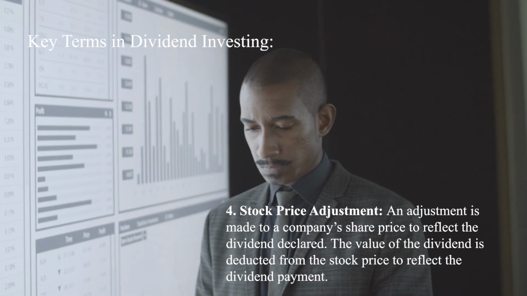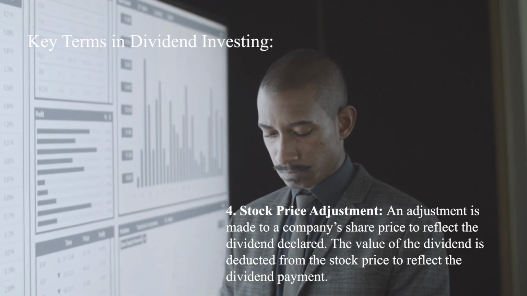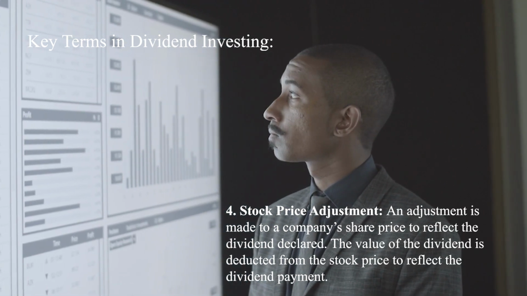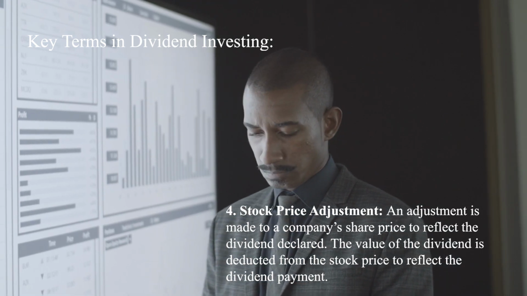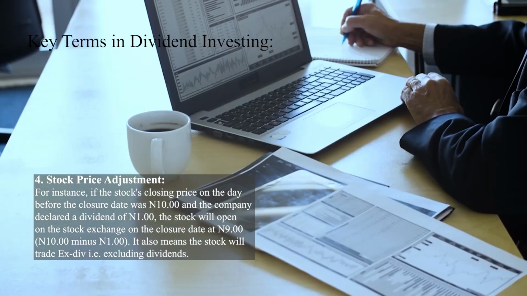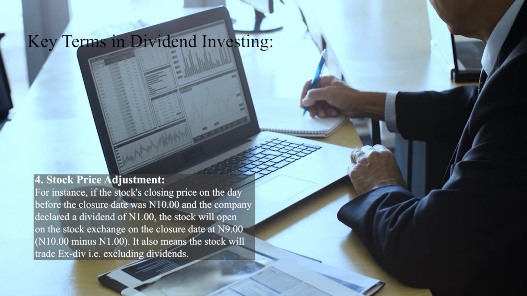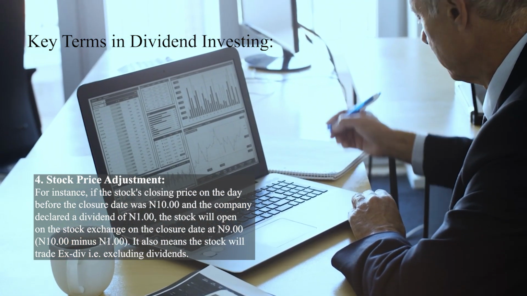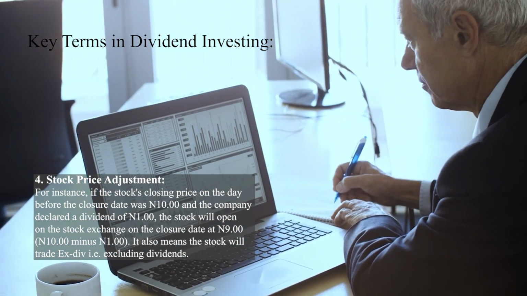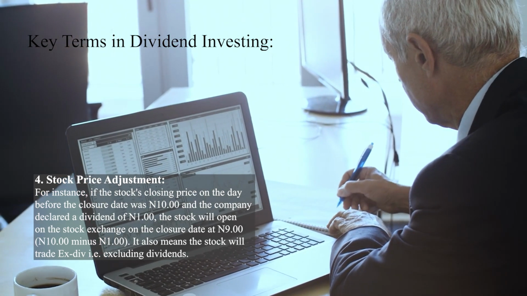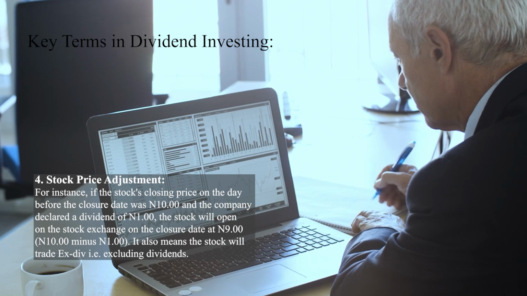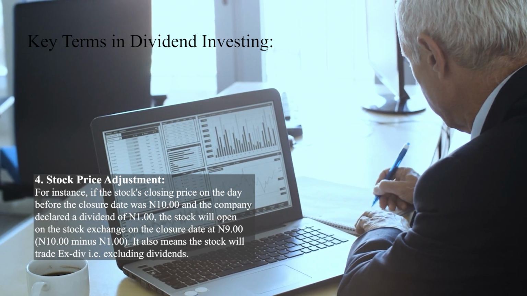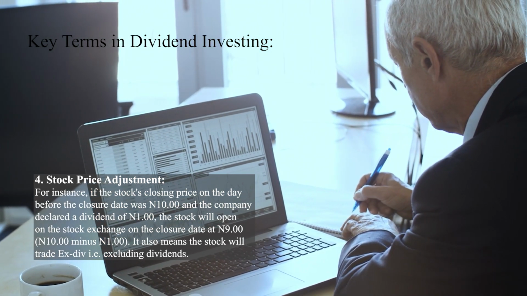4. Stock price adjustment. An adjustment is made to a company's share price to reflect the dividend declared. The value of the dividend is deducted from the stock price to reflect the dividend payment. For instance, if the stock's closing price before the closure date was 10 naira and the company declared a dividend of 1 naira, the stock will open on the stock exchange on the closure date at 9 naira, 10 naira minus 1 naira. It also means the stock will trade ex-div, that is, excluding dividend.